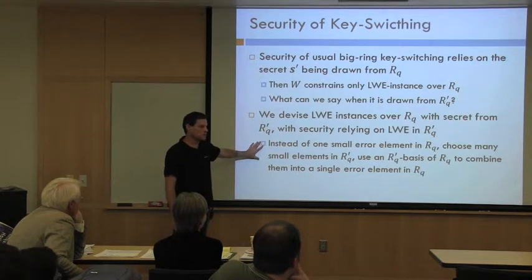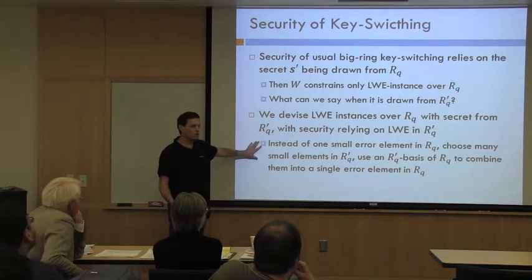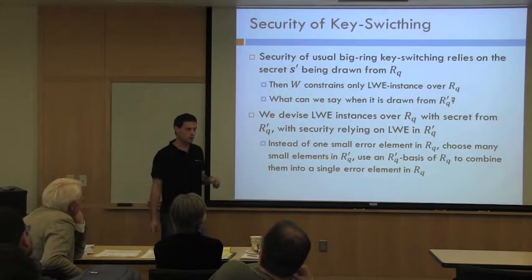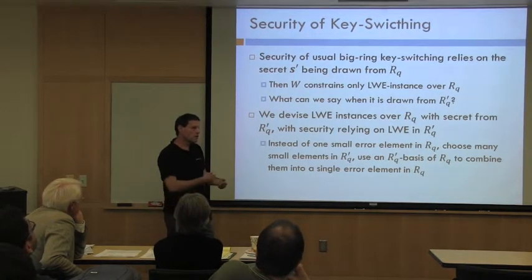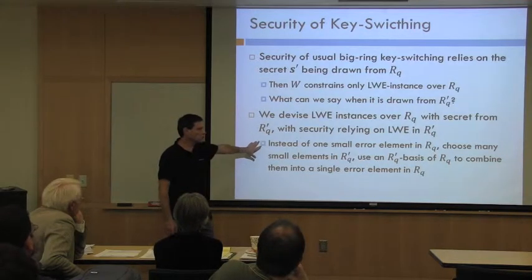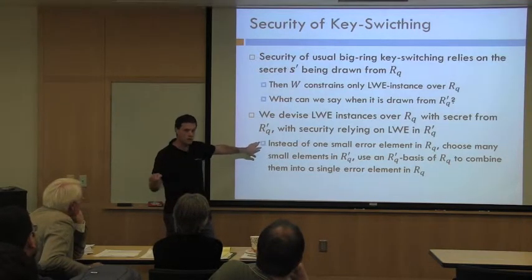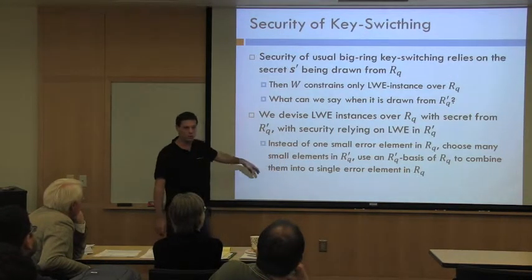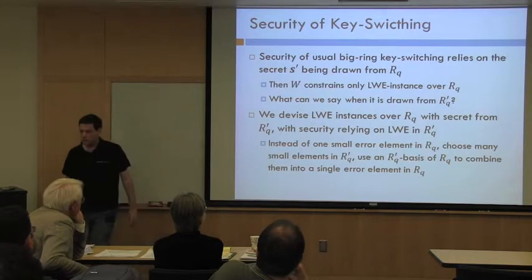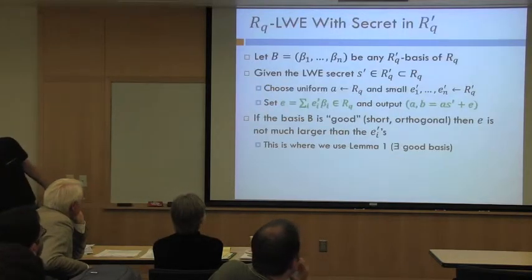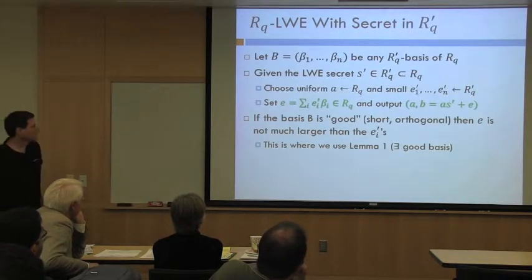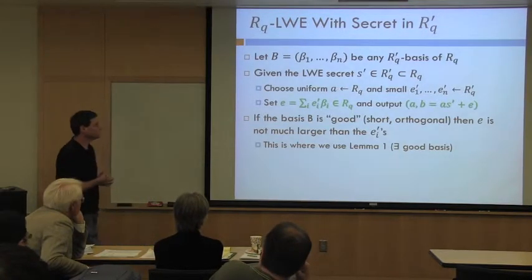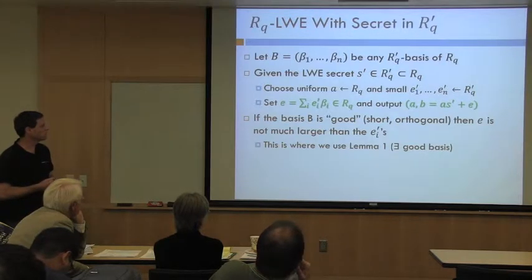And the way to do that is this. How do you do LWE? You have your secret, you choose noise, you choose A at random, and you do A times S plus E. How do you choose the noise? Typically from a Gaussian. Here you're not going to choose it from a Gaussian. What you do is you choose many different little Gaussians in the little ring and take a linear combination of them to get the error in the big ring. That's what you do. And right, let B be any basis of RQ over R prime Q.